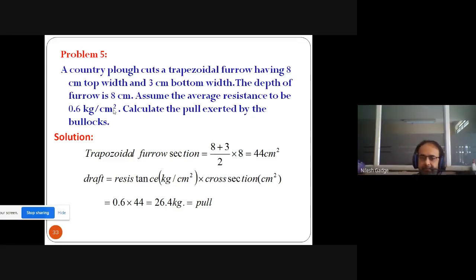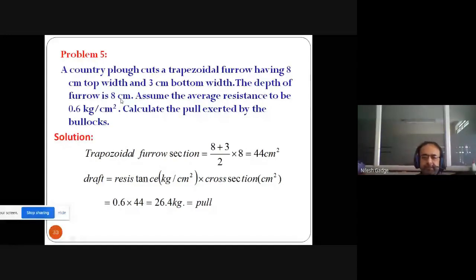Have you written the example? You can directly tell me if you have written that a country plough cuts a trapezoidal furrow having 8 cm top width, 3 cm bottom width. The depth of the furrow is 8 cm. Assume the average resistance to be 0.6 kg per centimeter square. Calculate the pull or the force required or exerted by the bullocks.